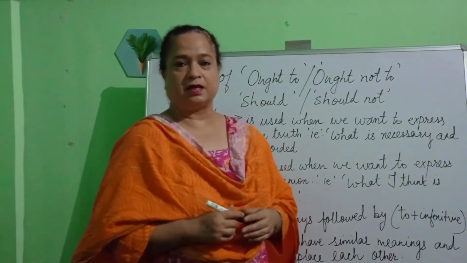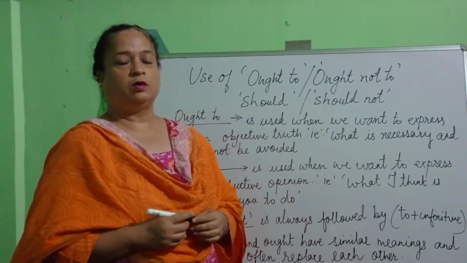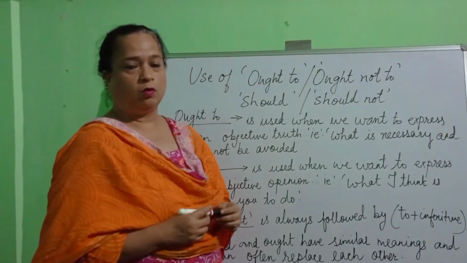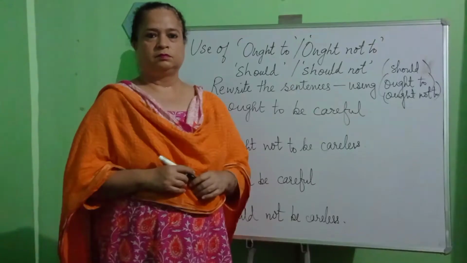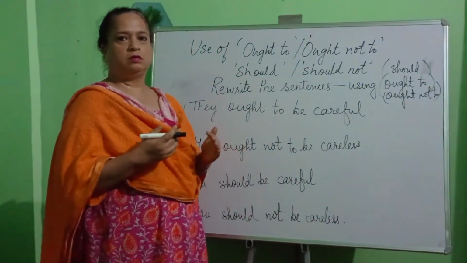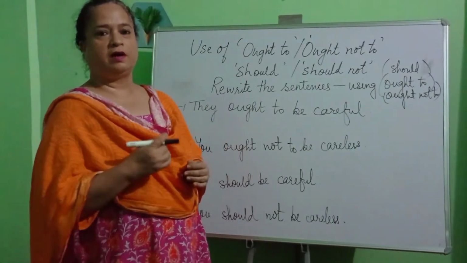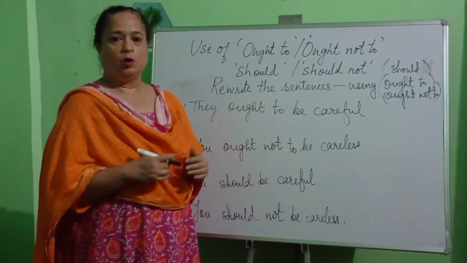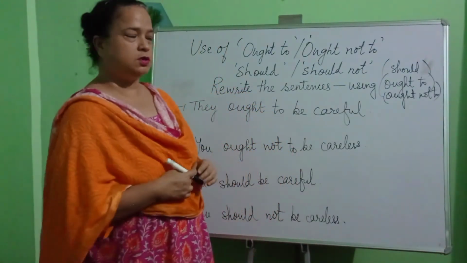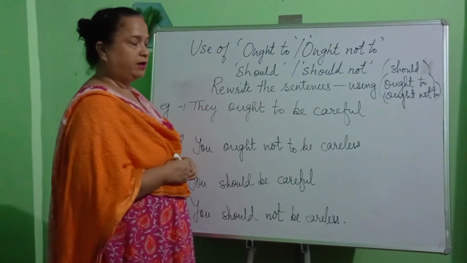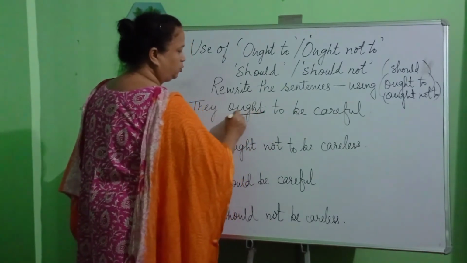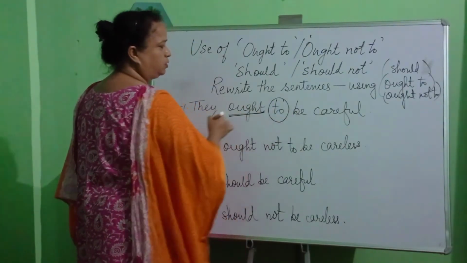Now children, let us have a look at some of the sentences where we are going to learn how to write should or should not, ought to or ought not to. As I already told you, when we write ought, we need to write the word to after it and then add the verb. We can replace ought with should and should with ought. Now let us have a look at the first sentence. They ought to be careful. If you have a look at the word ought, it is followed by the word to.